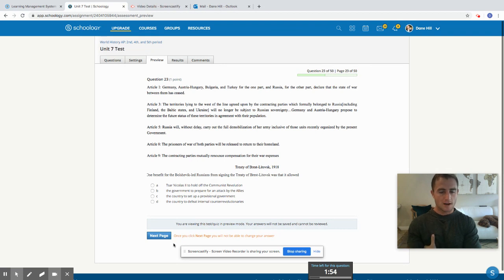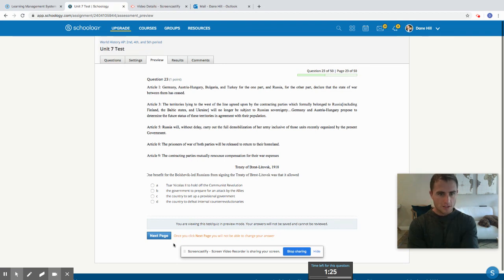So with that in mind, one benefit of the Bolshevik-led Russians from signing the treaty was that it allowed, okay, what benefit did the Bolshevik-led Russians get from signing this treaty? Well, there weren't a lot of benefits. I mean, not even looking at the answers yet. They had to give up a bunch of lands to Germany and Austria-Hungary. They had to drop out of the war. So I don't know why there would be a benefit here.